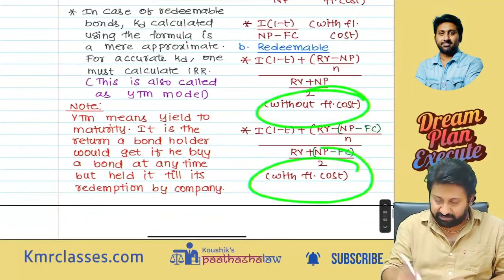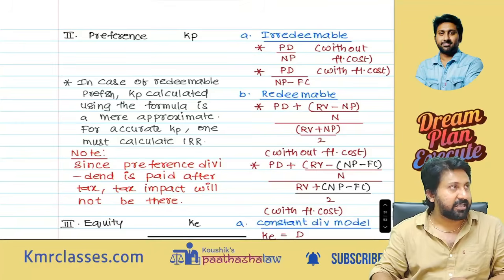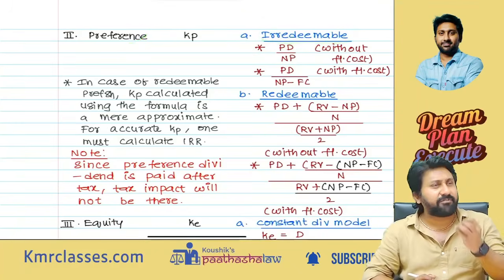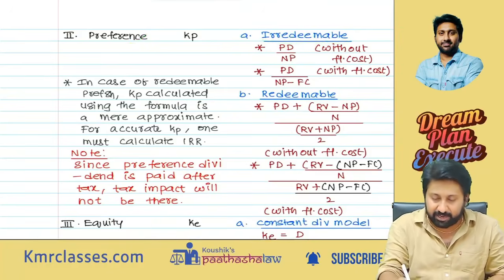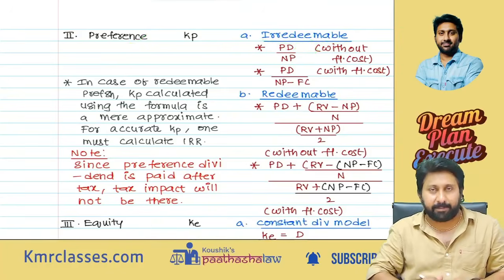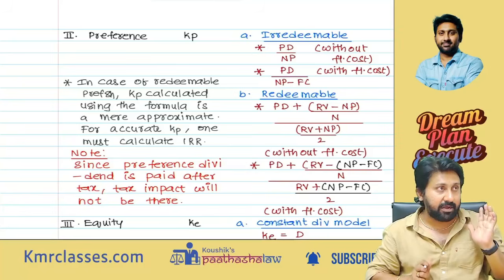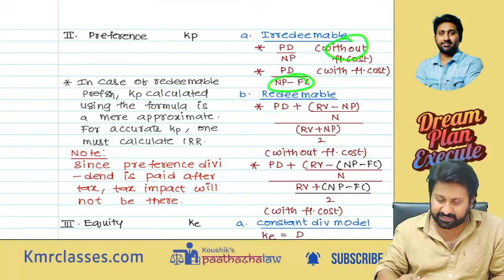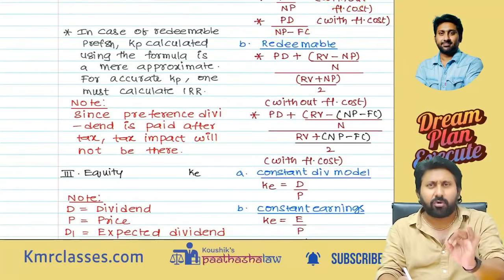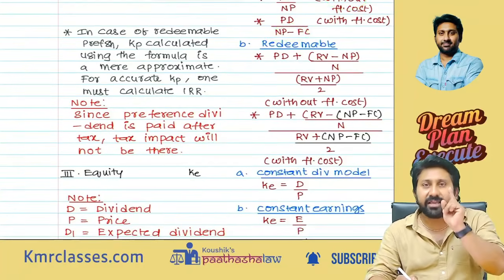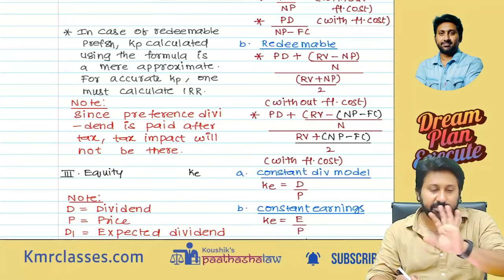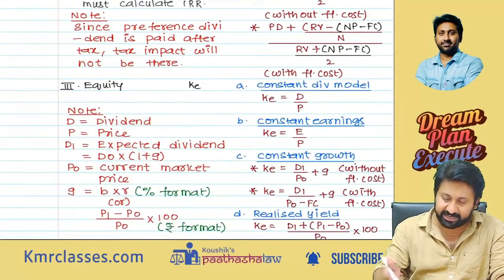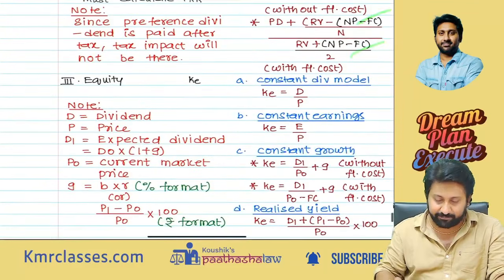Without and with. Okay, next, preference share. Irredeemable preference share: what is the formula? Life will not be there. PD by NP, preference dividend divided by net proceeds. That is without flotation. With flotation, NP minus FC. Next, redeemable: ditto. The only thing that changes between KD and KP is that tax will not be there in KP. So the tax component will not come here. Remaining everything is the same, with flotation cost as NP minus FC.